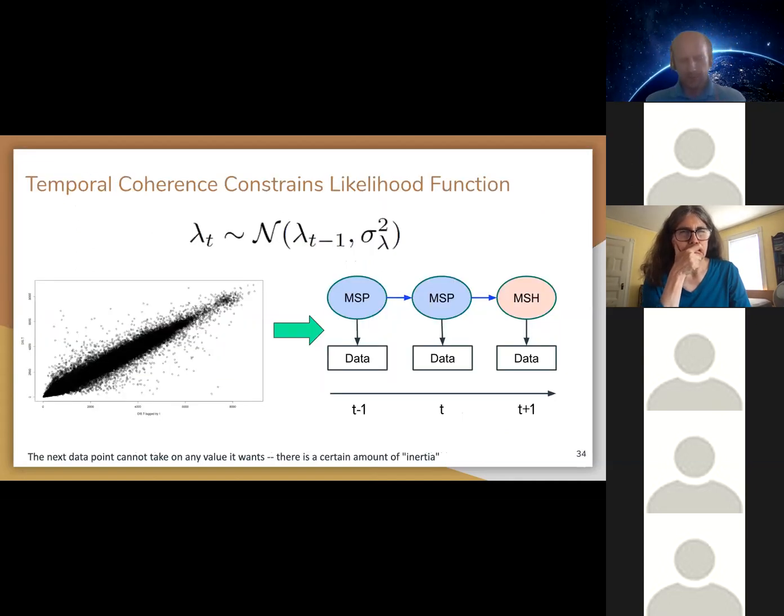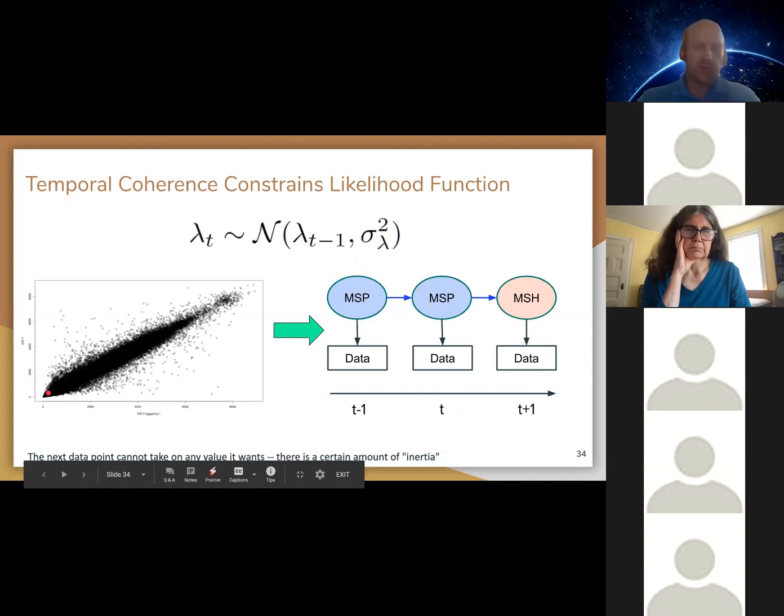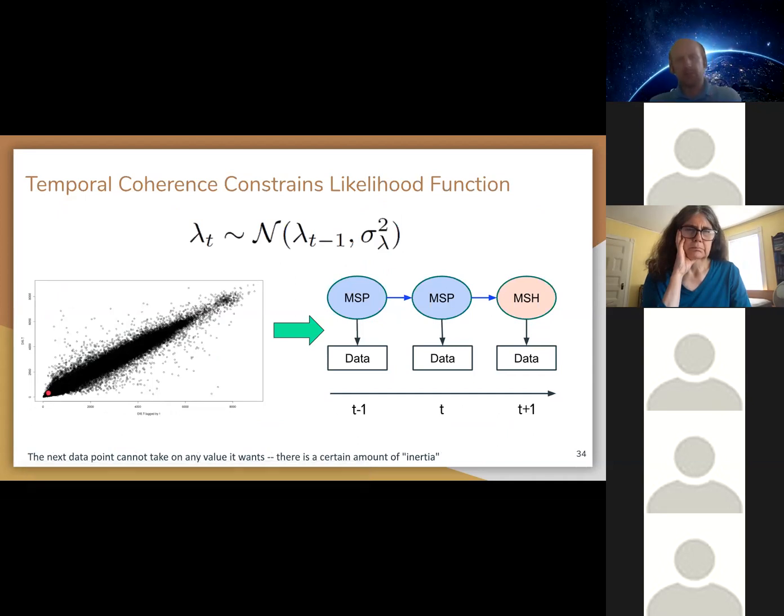Now, one thing about the data is that you can't just randomly jump from the magnetosheath to the magnetosphere and back. There's some value of inertia. So if you take any given data point and plot it against the next data point in time, you get this nice linear distribution. And that means that time points that are close to each other are related to each other. So you can't just encounter random values and jump back and forth from the magnetosheath to the magnetosphere. So we want to build this inertia into our model.